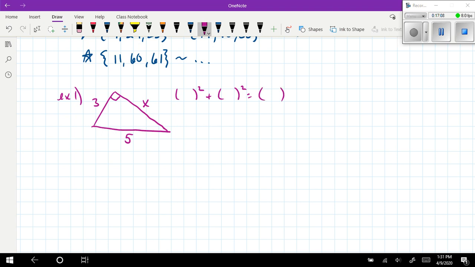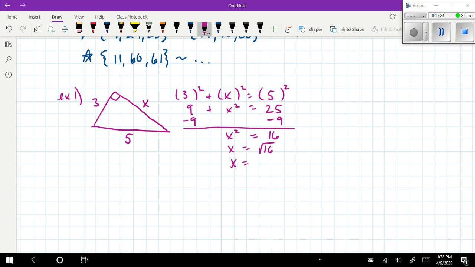My hypotenuse, I think, clearly is a 5, right? And the legs are 3 and x. So 3 squared is 9, x squared is just x squared, and 5 squared is 25. So if I want to solve for my x, I'm going to have to subtract 9 from both sides of the equation. I end up with x squared is equal to 16. That gives me x is the square root of 16, or x is 4.